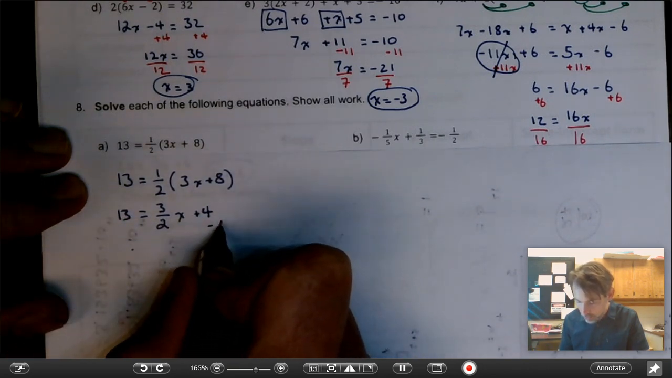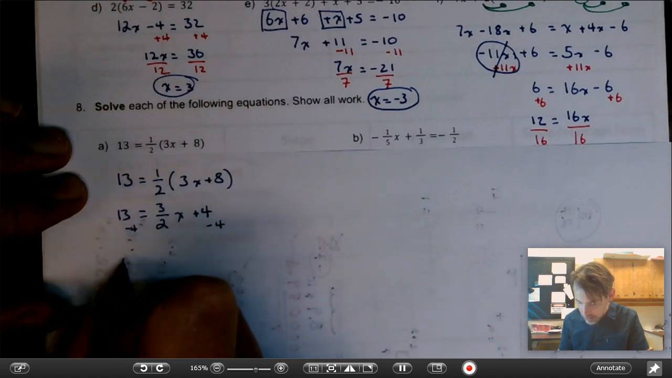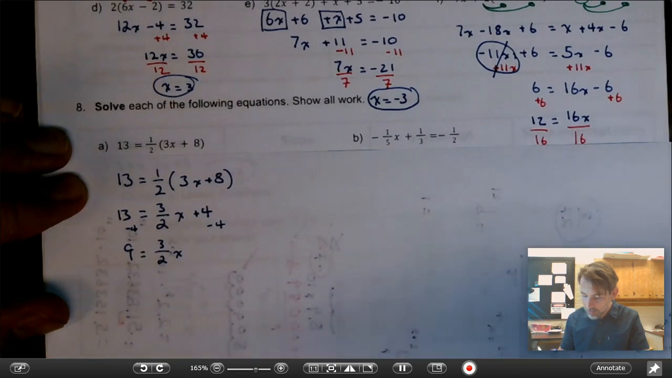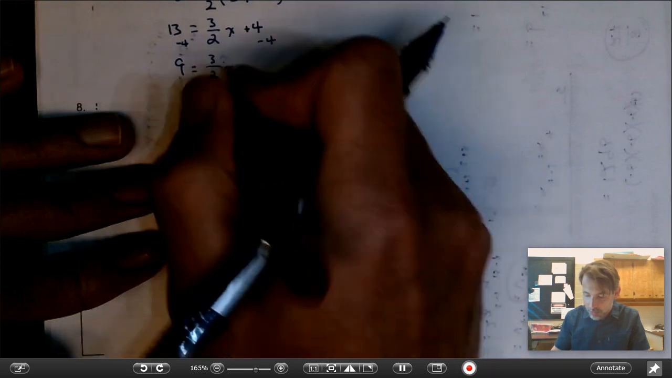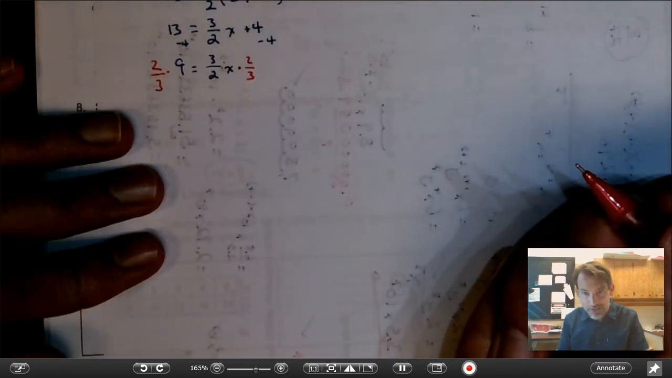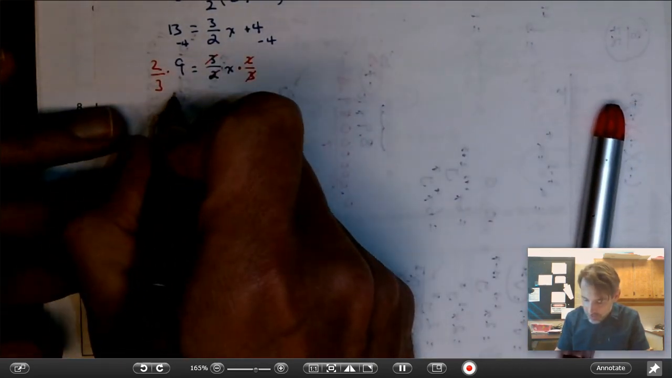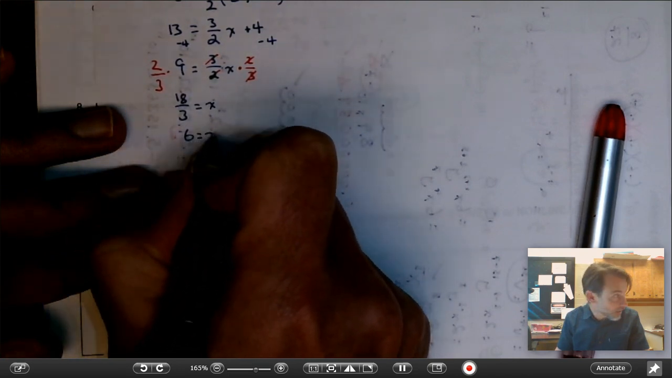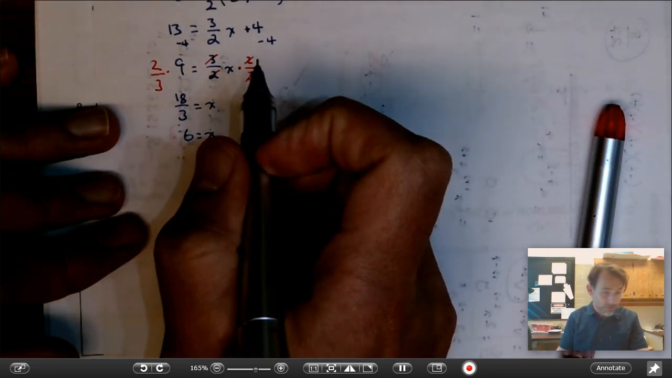All right, subtract 4 from both sides. Gives me 9 is equal to 3 over 2 x. And now, here's the trick to turn one of these around. I'm multiplying by 3 over 2. I don't want to do that, so multiply by 2 over 3, both sides. Cool, right? So this 2 will cancel that 2. This 3 will cancel that 3. And then I do 2 times 9, which is 18 over 3, is equal to x. So 6 is equal to x. There you go.